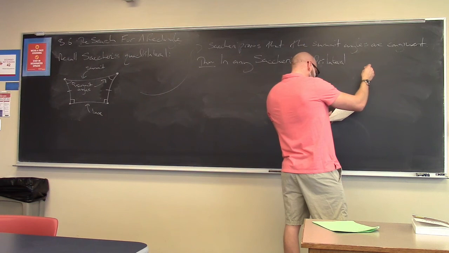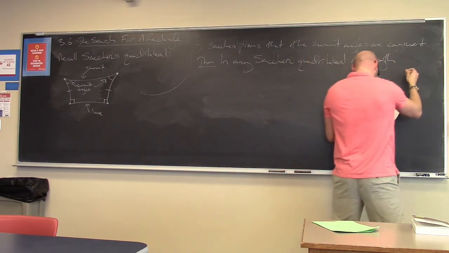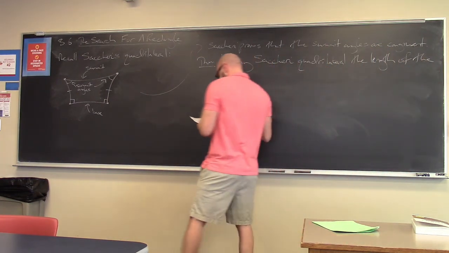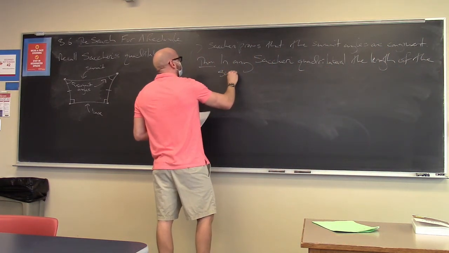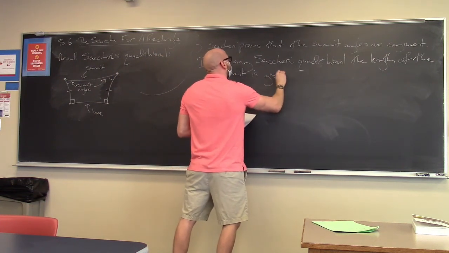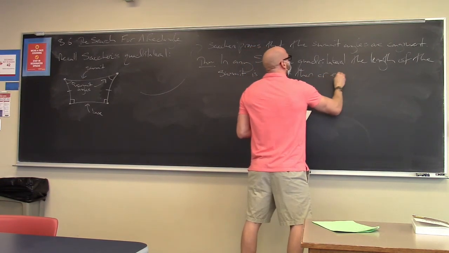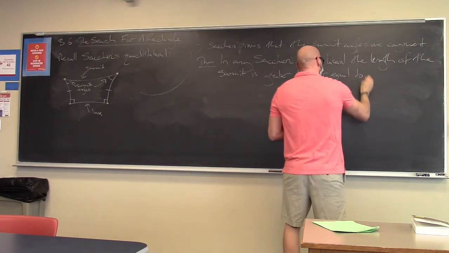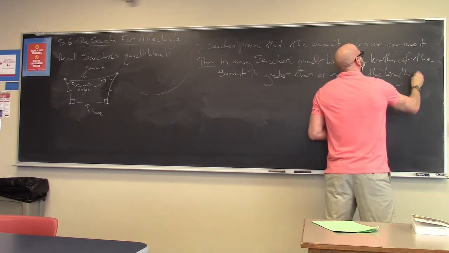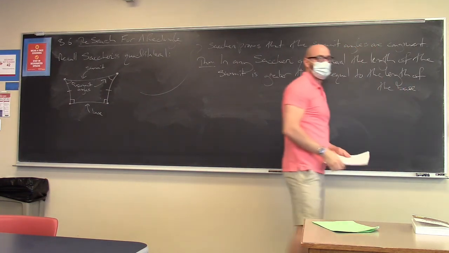In any Saccheri quadrilateral, the length of the summit is greater than or equal to the length of the base.